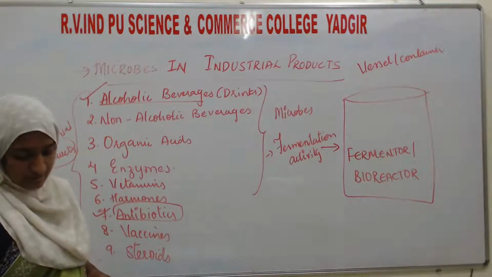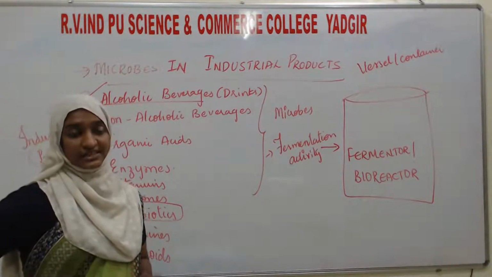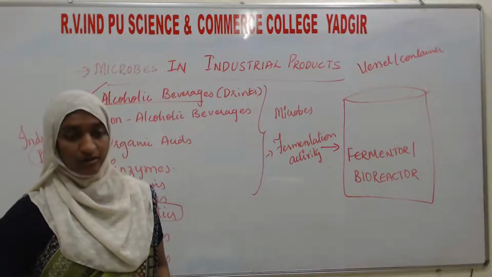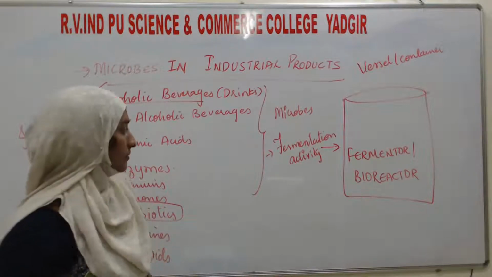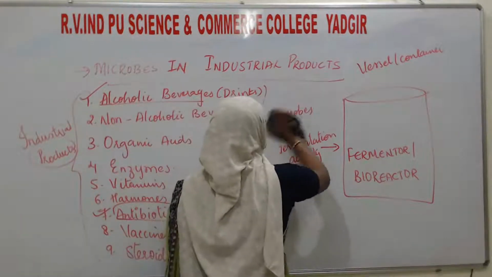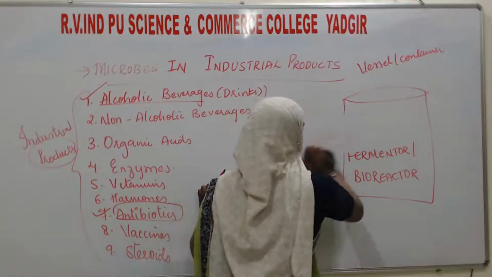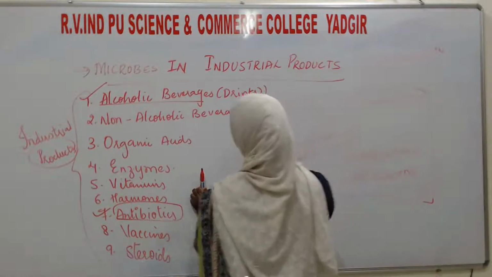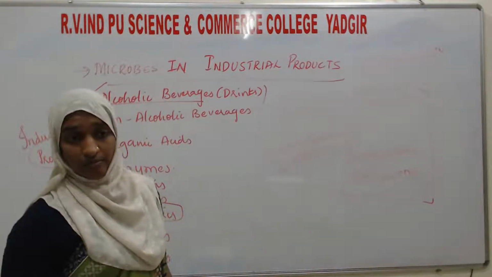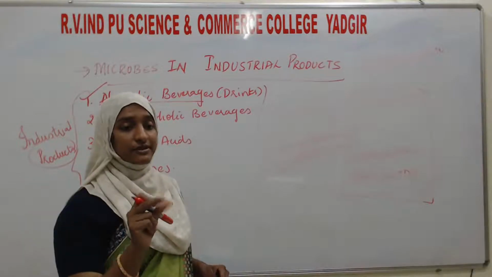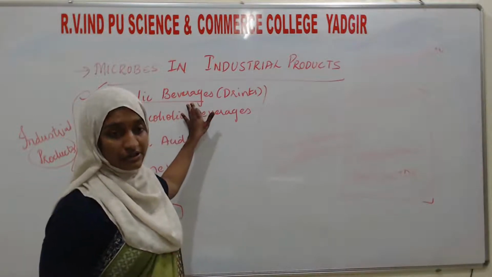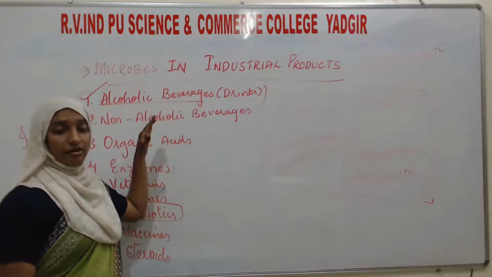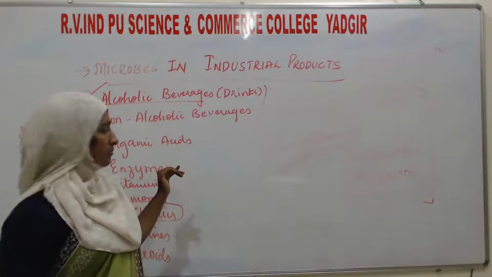What do you mean by alcoholic beverages? Such as alcoholic drinks. What are those alcoholic drinks? Beer, wine, whiskey, rum, brandy, all those products come under the alcoholic beverages. Then non-alcoholic beverages means tea, coffee, all of which come under the non-alcoholic beverages.